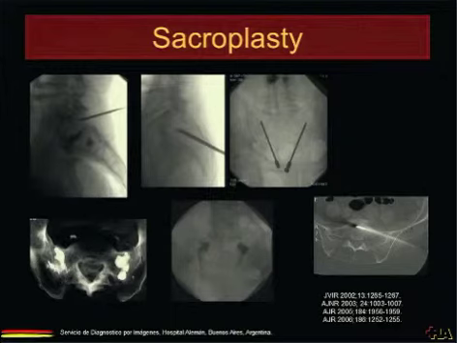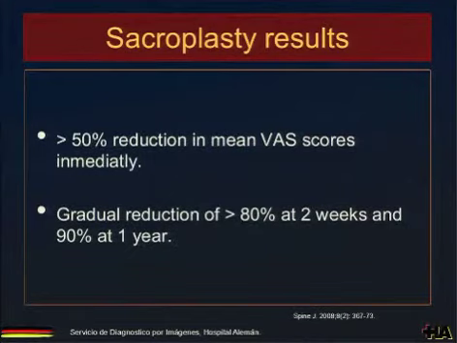Well, sacroplasty is a well-established procedure, and it can be done in the short axis or the long axis, parallel to the sacroiliac joint, and even under CT. The results for sacroplasty are very good. They can reach more than 50% reduction in the mean visual analog scale score immediately, and gradually more than 80% in 2 weeks or 90% in 1 year.